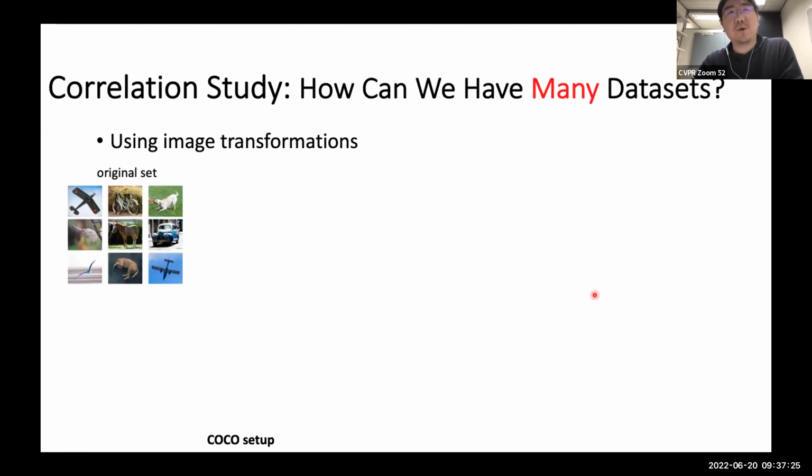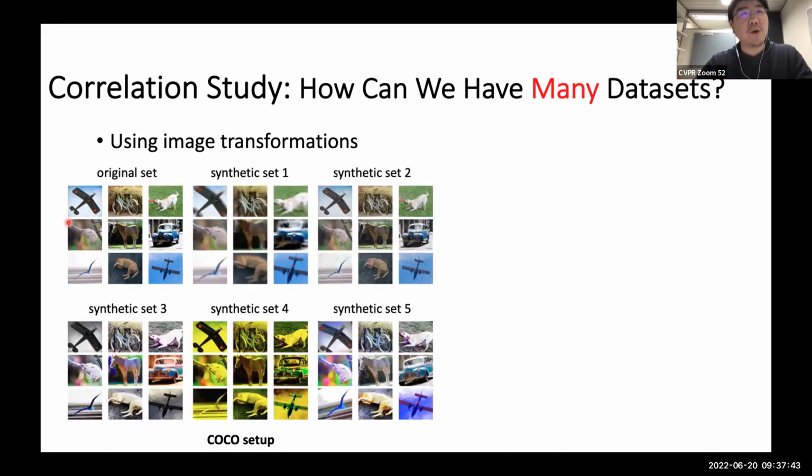Okay, so we want to do this correlation study, and to do the first step, we must obtain lots of test sets. So how can we do that? We simply use image transformations. For example, we have an original data set, which is shown here. Then we apply lots of image transformations, where we can synthesize technically an unlimited number of synthetic data sets.